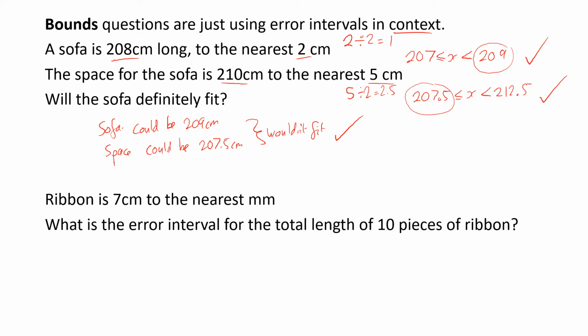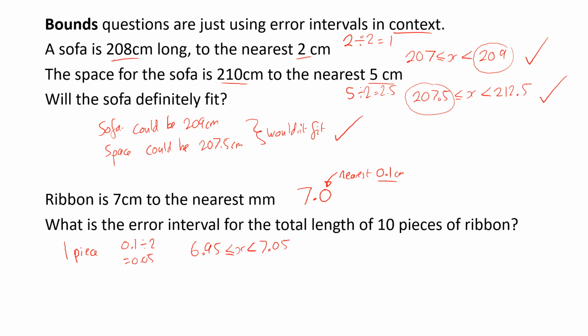Let's look at another example here. Ribbon is 7 centimeters to the nearest millimeter. Now, millimeters are this bit in centimeters, so we've essentially rounded to the nearest 0.1 centimeters. What's the error interval for the total length of 10 pieces of ribbon? Well, for our 1 piece, we can do the same thing we've normally done. It's rounded to the nearest 0.1, so we should halve that. Gets 0.05. Take it away to get our lower bound. Add it on to get our upper bound. So our ribbon is somewhere between 6.95 and 7.05.